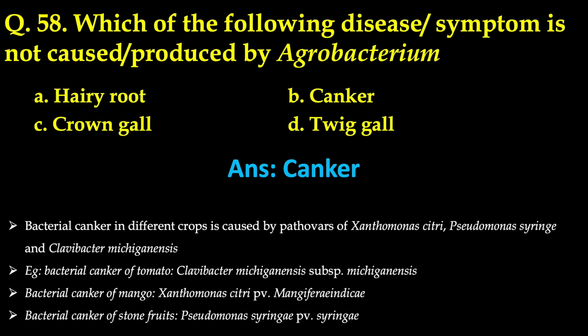For example, bacterial canker of tomato is caused by Clavibacter michiganensis subspecies michiganensis. On the other hand, bacterial canker of mango is caused by Xanthomonas citri pathovar mangiferaeindicae. And another example, bacterial canker of stone fruit is caused by Pseudomonas syringae pathovar syringae.